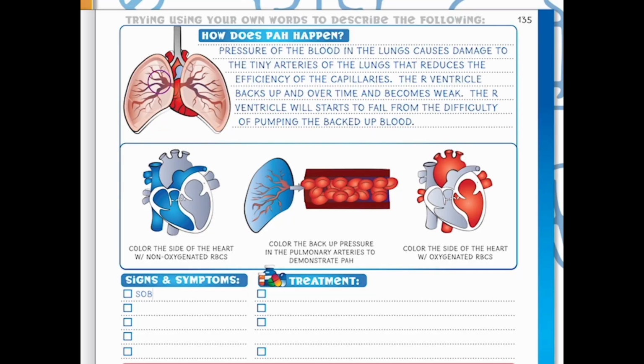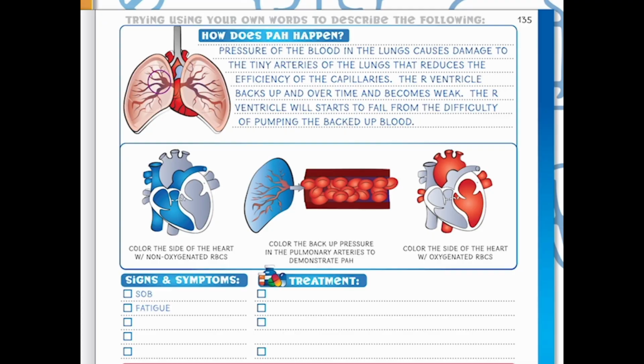So our right side of the heart is pushing the blood into the lungs. And when there's a backup here in the lungs of that blood, this right heart is going to face a lot of resistance because it's trying to push that blood still into it. So our signs and symptoms of this are going to be shortness of breath because we're not having great oxygenation and ventilation and perfusion going on here.